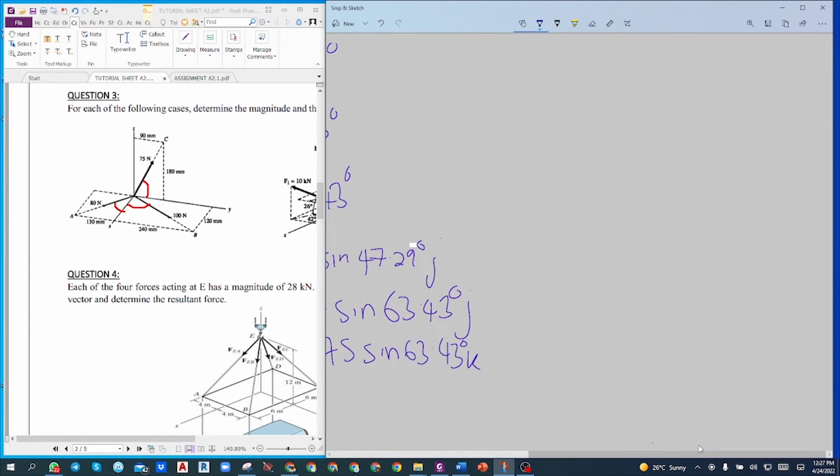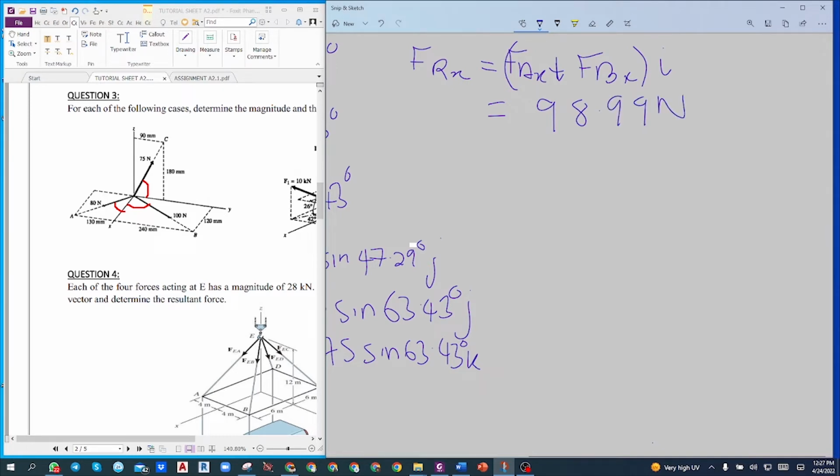Okay, so I'll have FRx is equal to FAx plus FBx, which you already know, well, the i. So together they are giving me 98.99 newtons.